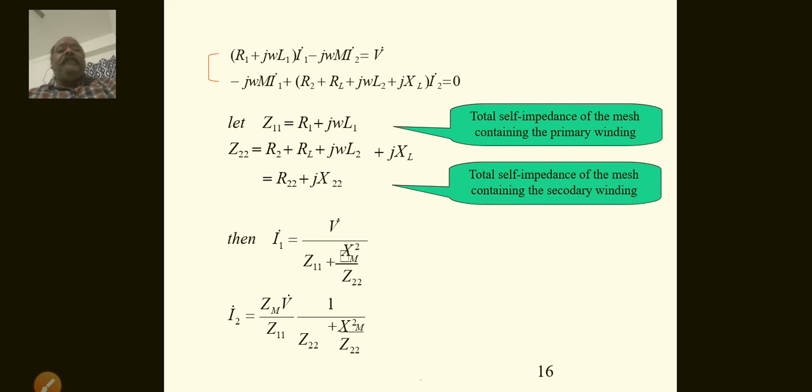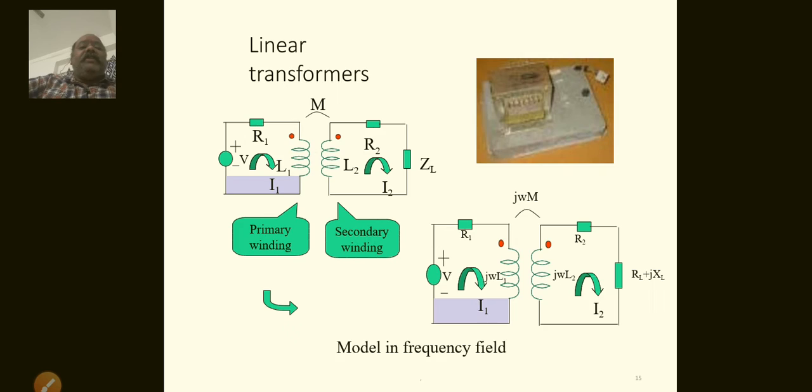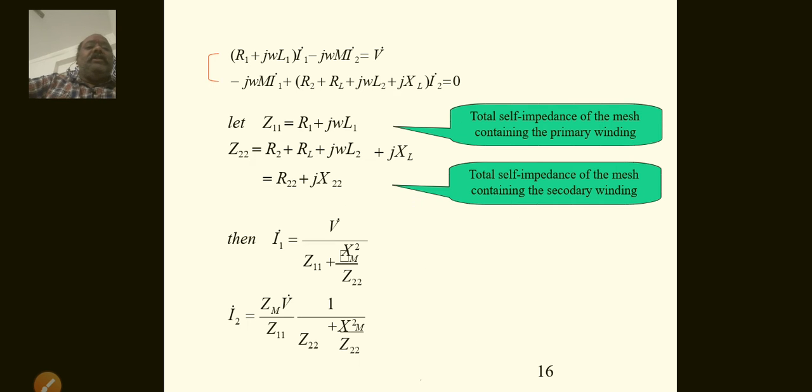And similarly, for the total self impedance of the mesh containing the secondary winding, you say that R2 plus RL plus jωL2 plus jXL, like this. So therefore R22 plus jX22. This is the self impedance of circuit 2. Z11 is the circuit 1 self impedance.